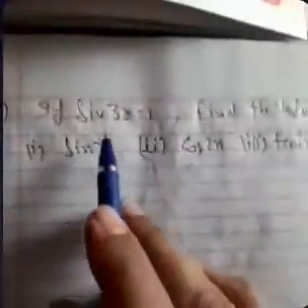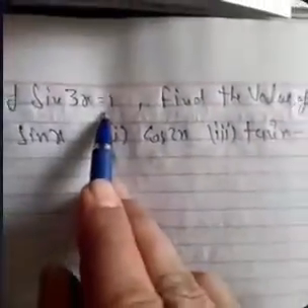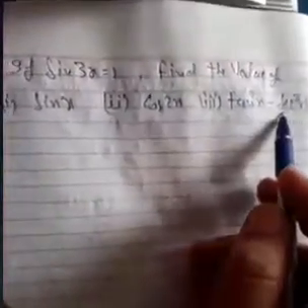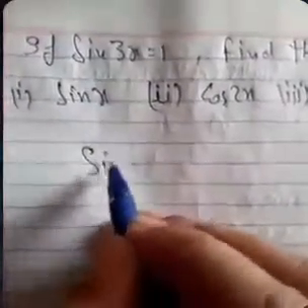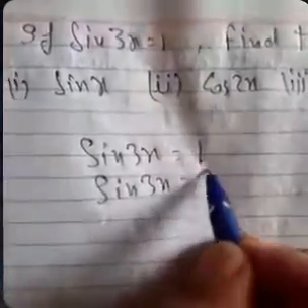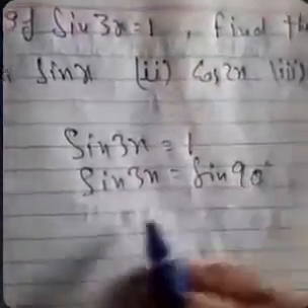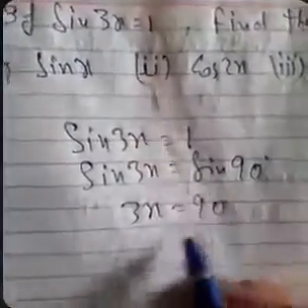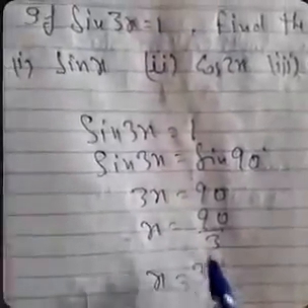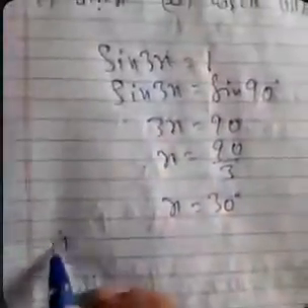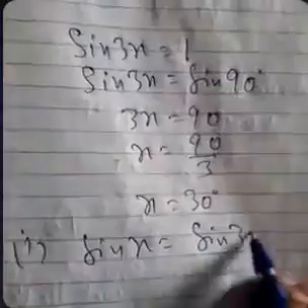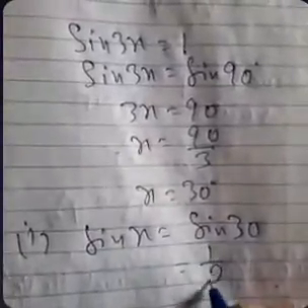Now question number 18. If sin 3x is equal to 1, find the value of sin x, cos 2x and tan square x minus sec square x. Look at here. Sin 3x is equal to 1. Sin 3x is equal to sin 90 degree. Now 3x is equal to 90 degree. X is equal to 90 upon 3. Now x is equal to 30 degree. Finding the value of sin x, first point is sin x. Putting the value of x, sin 30 degree. Sin 30 degree is 1 upon 2.